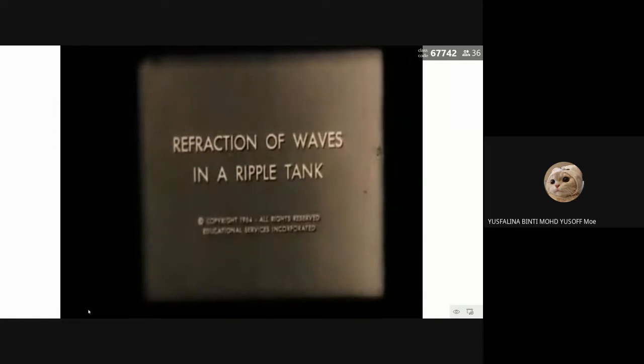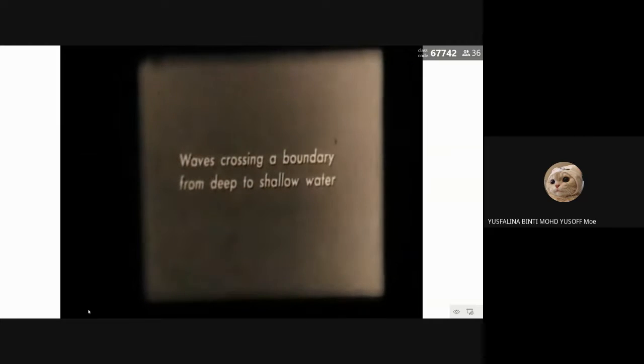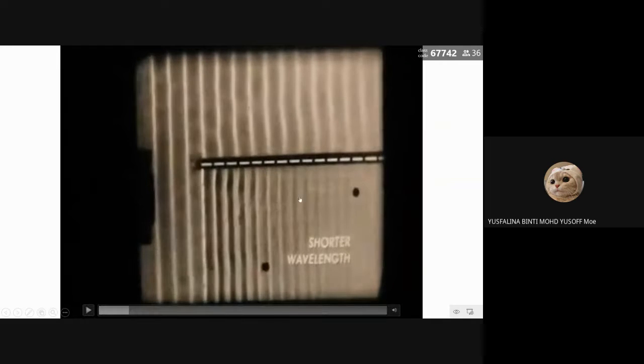Refraction of wave in the ripple tank. Okay, so you can see here, right, this is actually the shallow region. This is the deep region. Okay, you put the perspex block here, so this one will become the shallow region. So this will become the deep area. So the wavelength you can see is much bigger than in the shallow area here.